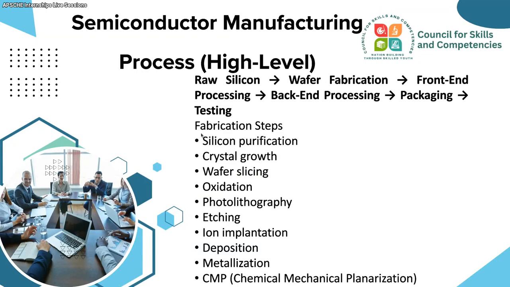In the fabrication steps itself, you have many things. We want to purify the silicon, the crystal will be grown, and we want wafer slicing. We want to slice it, and then keep it for oxidation, photolithography, etching, ion implantation, deposition, metallization, and chemical mechanical planarization. These come under the fabrication steps.